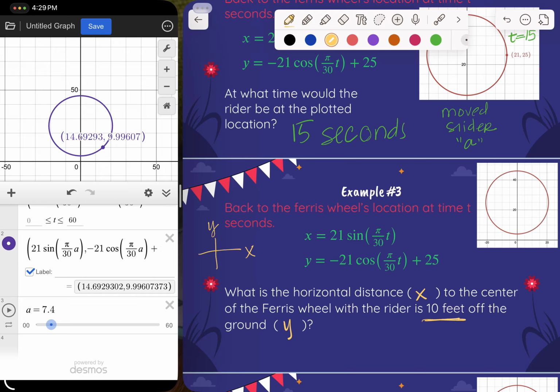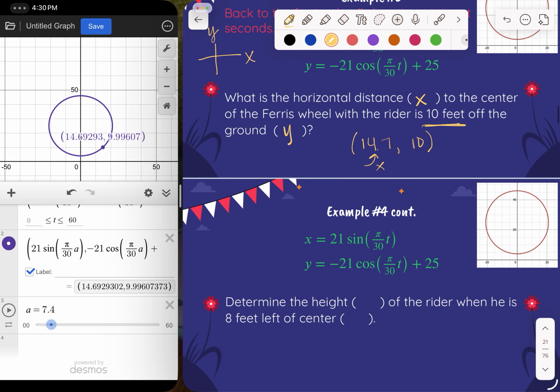The rider is at the X distance. The point I have is, let's say, 14.7, comma 10. So they are 14.7 feet from the center. Okay, because that was my X value.